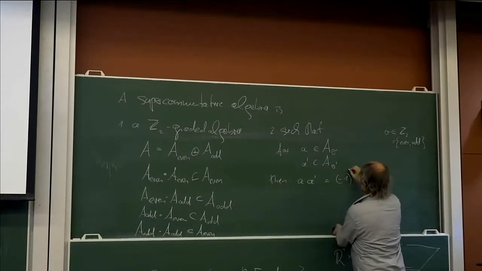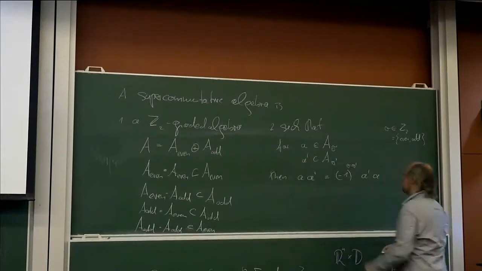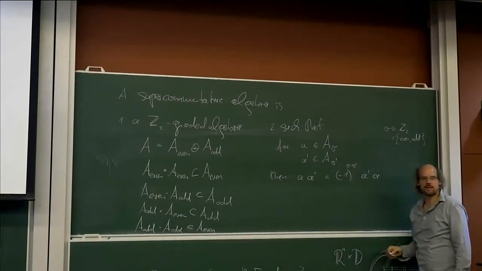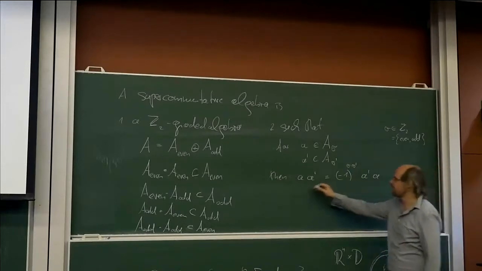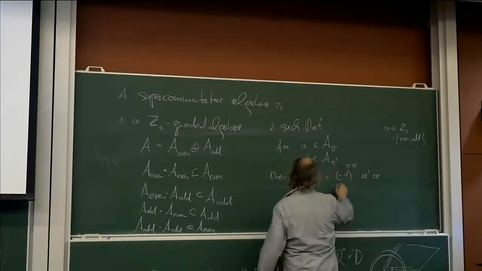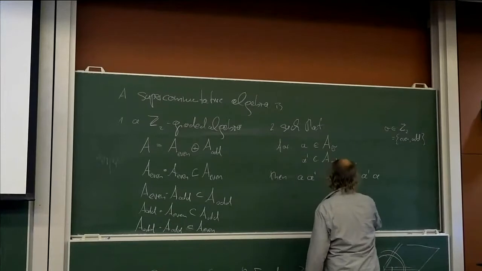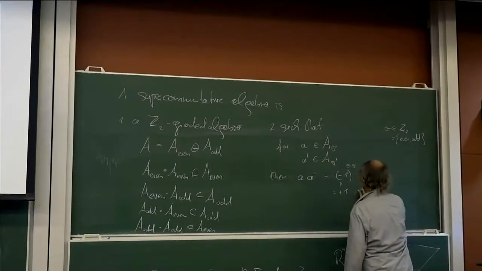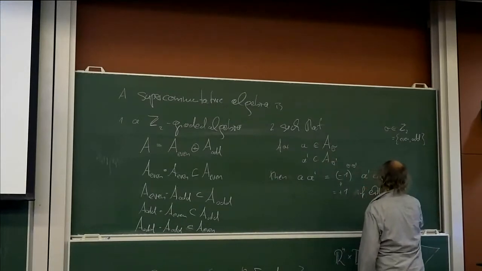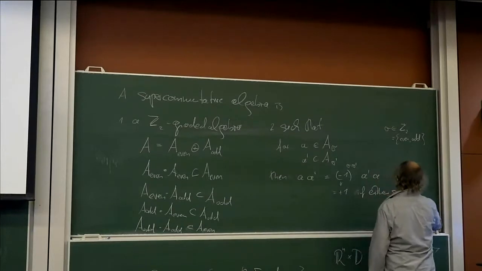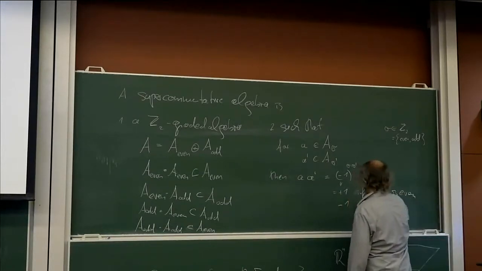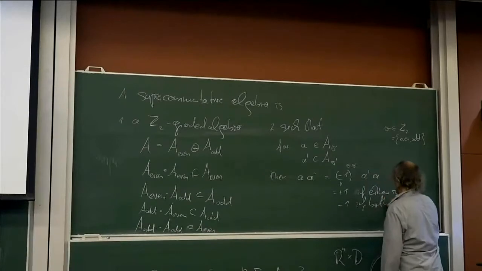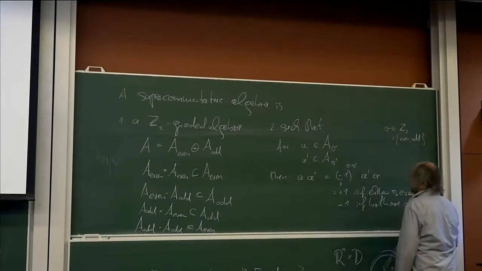So I'm using now, yeah, so this is sigma times sigma prime, one of the product. So we get a minus sign. So this is equal to plus one if either is even, or equal to minus one if both are odd. So that's the only change we make.